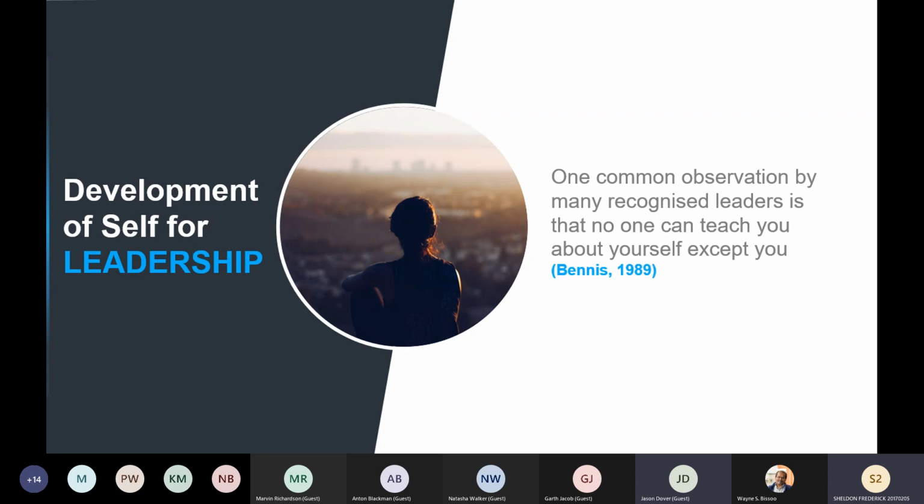One common observation by many recognized leaders is that no one can teach you about yourself except you. Right, this reminds me of the first clip we showed where the Oracle was telling Neo that being the one is like being in love. No one can tell you you're in love, you just know it. Similarly, no one can really teach you about yourself except you. Counselors, advisors, and so on can help to guide you along your self-awareness journey, but the ultimate responsibility of self-awareness rests with you.